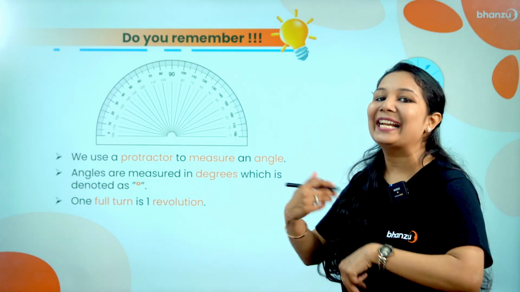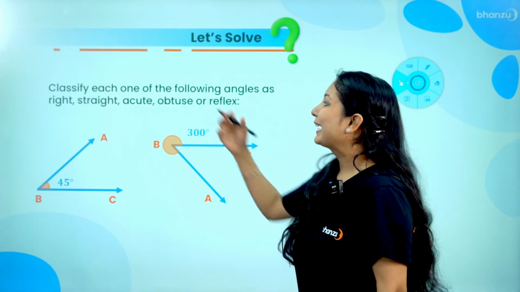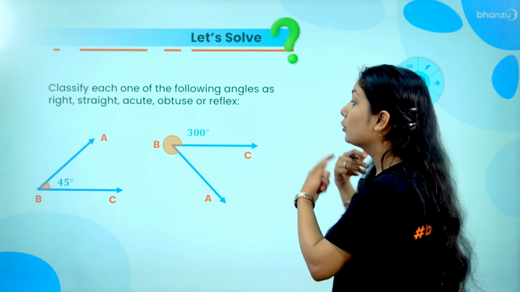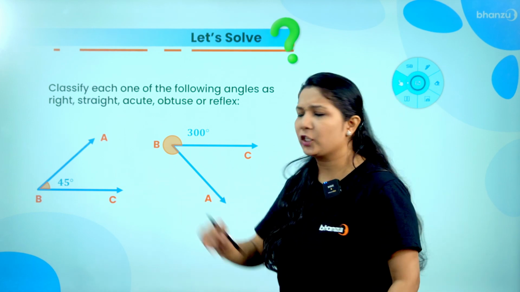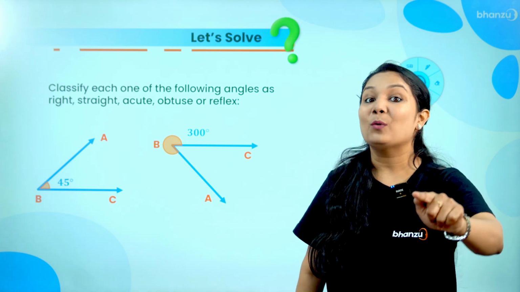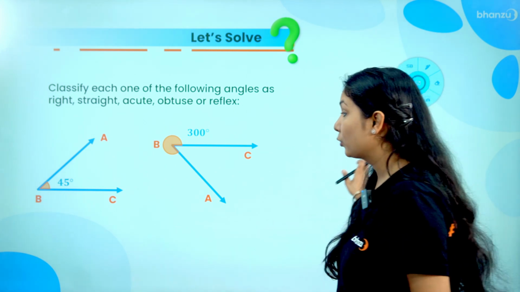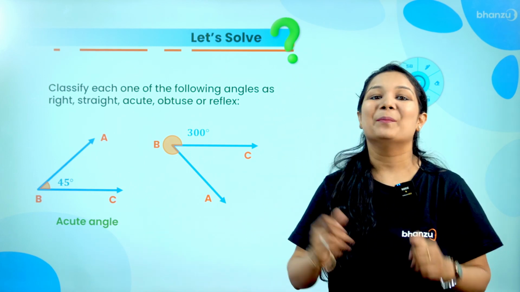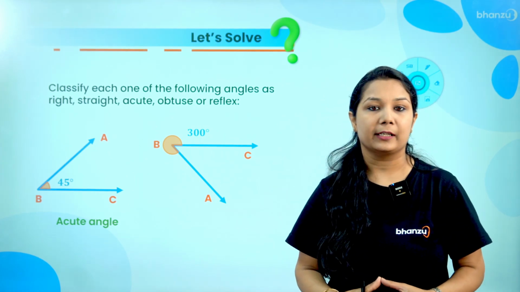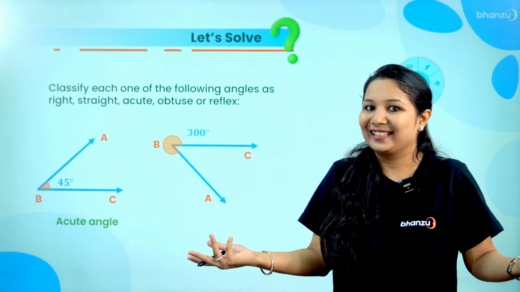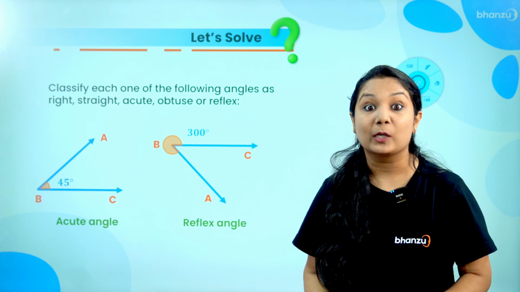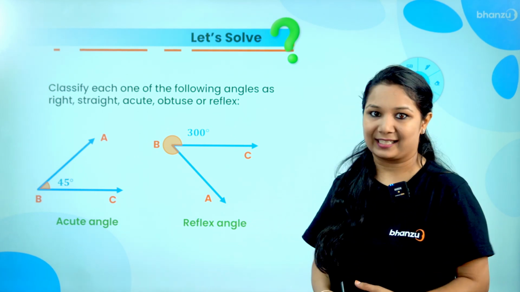Yeah? Now let's do some questions all together. Classify each one of the following angles as right, straight, acute, obtuse or reflex. If the first one's measure is 45 degree, what do you think? Which type of angle is it? Yes, you are getting it right. The first type of angle we discussed was acute angle, where the measure is between 0 degree and 90 degree. The second one says 300 degree. Oh my God, which type of angle is this? Guessing? Yes, it's reflex angle, where the measure is between 180 degree and 360 degree.